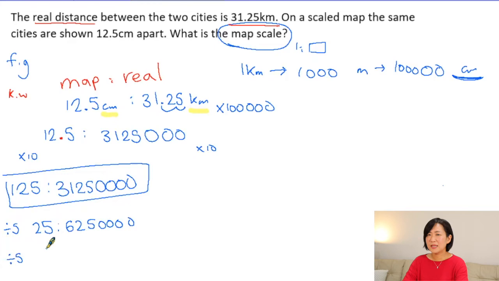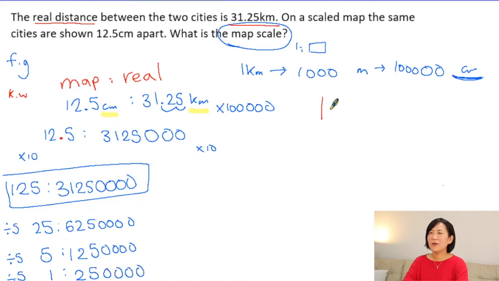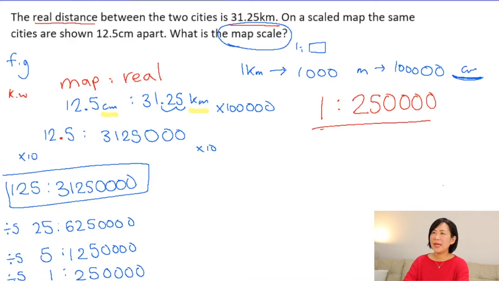Divide by 5 again, then we've got 5 to 1,250,000. Let's divide by 5 again, then finally we can get 1 to 250,000. So our answer is 1 to 250,000. That is the scale of the map.